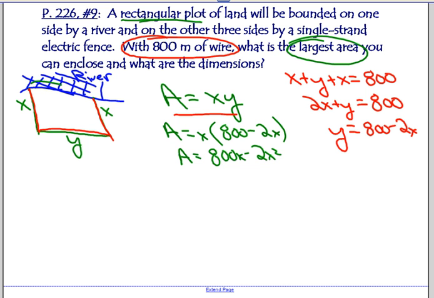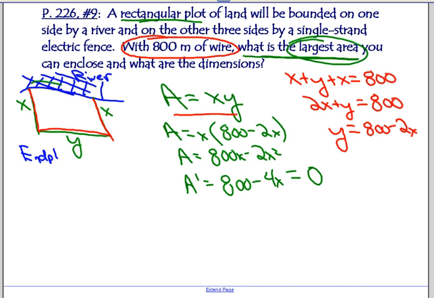I want to maximize the area because the question is, what is the largest area? And to maximize or minimize anything, I take the derivative, and 800x becomes 800, 2x squared becomes 4x. I set my derivative equal to 0 because I'm looking for critical points. It's a polynomial, defined everywhere, so there are no points where it's undefined. And I also consider endpoints.